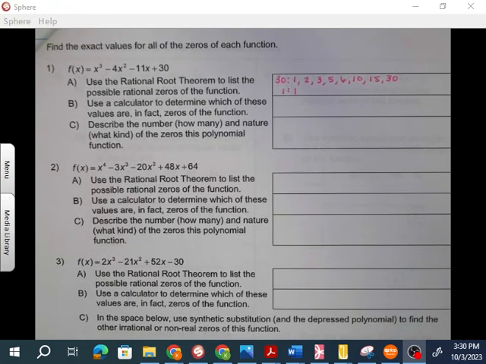So now I'm going to plug it in my calculator and see if I can see any of them. While I'm plugging it in, it's x to the third power, so how many zeros should I have? 3. There should be 3. So let's see.